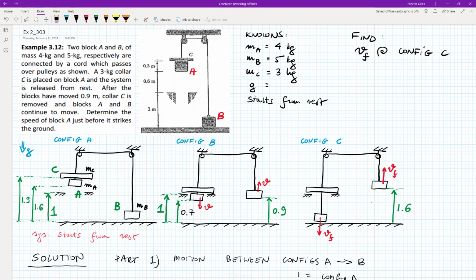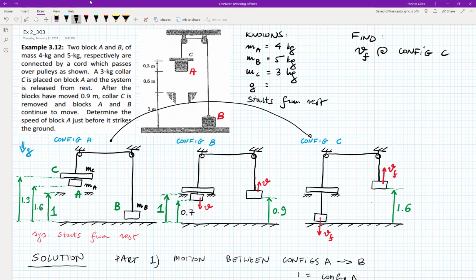And they ask us to find velocity at configuration C. Velocity of each of the bodies at configuration C. Okay, so probably some of you, and including me as well, would like to solve that problem by writing down a work-energy expression between these two configurations, A and C, right? Some of us would like to do that, yeah?